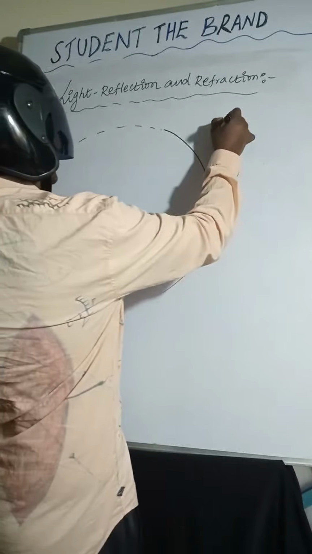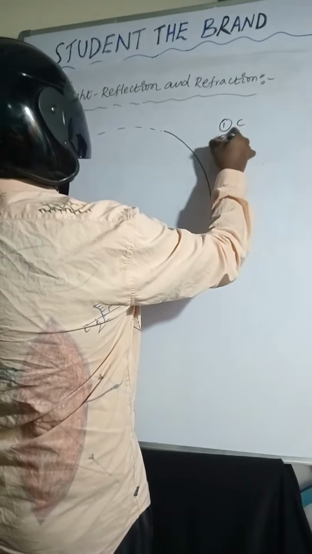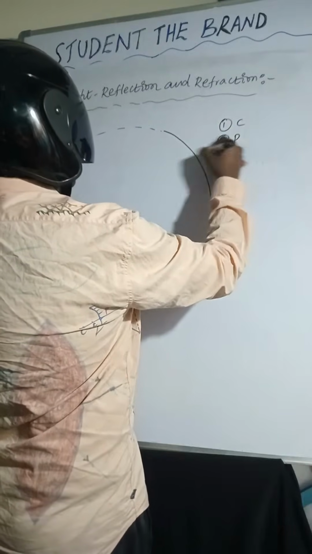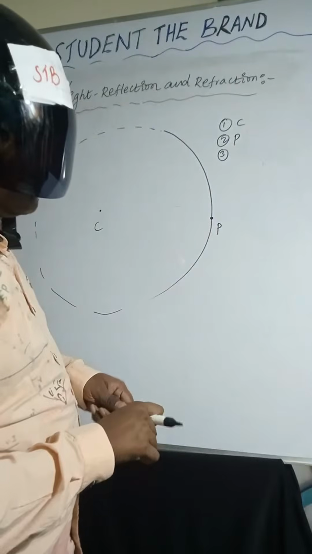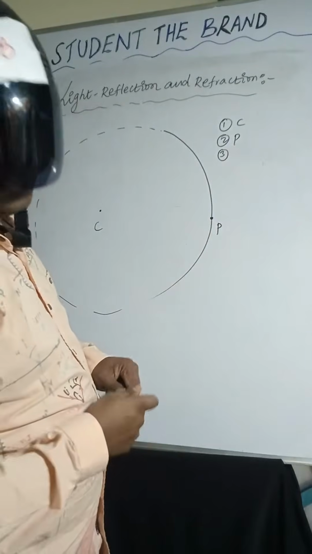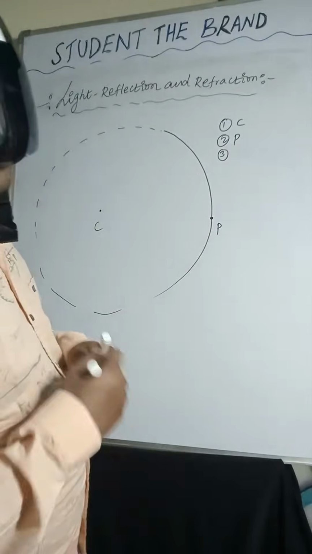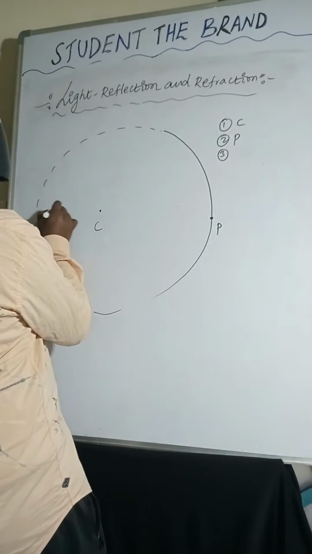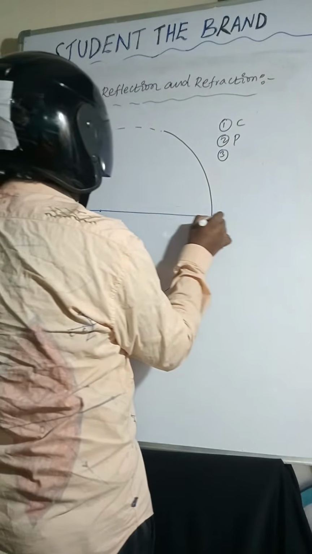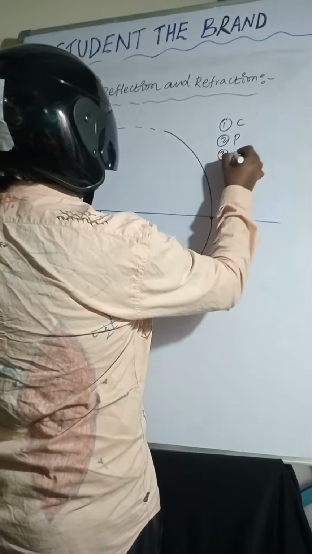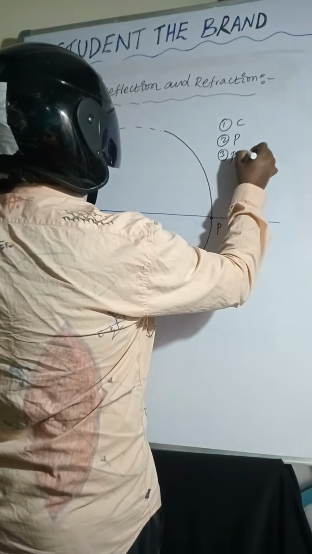So the first one is the center of curvature, the second one is the pole, and the third one is the line joining the center of curvature and the pole, which is called the principal axis.